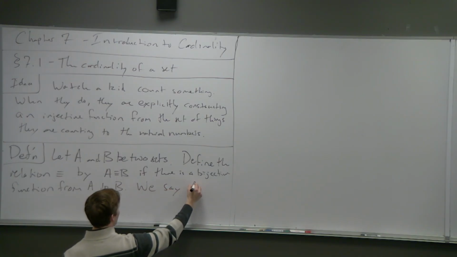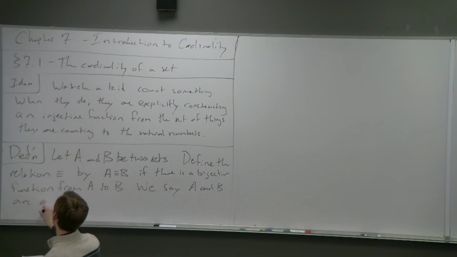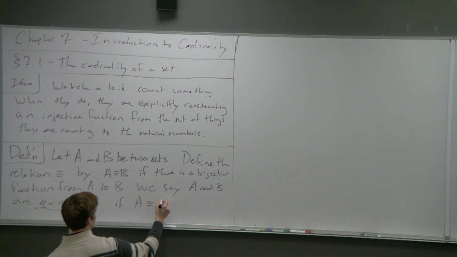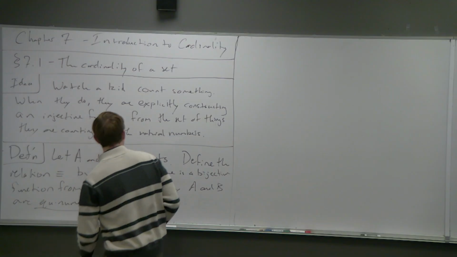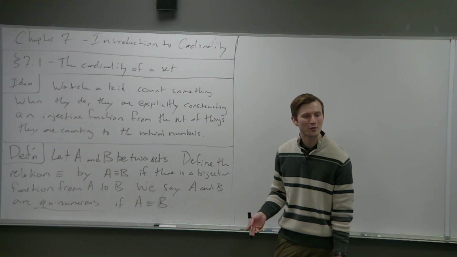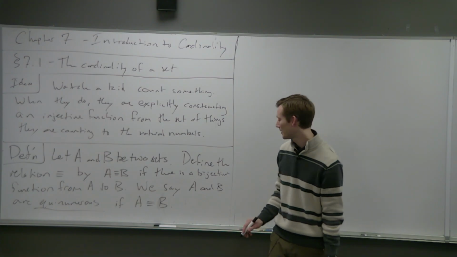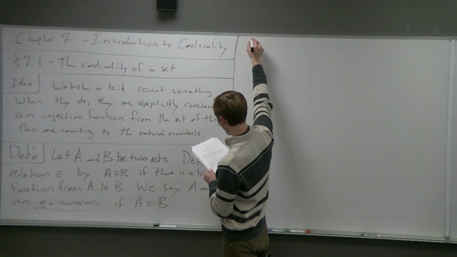We say A and B are equinumerous if A triple equals B. That is, we'll read this triple equals as is equinumerous with or equinumerous to. Okay. Likewise, we will define one more.